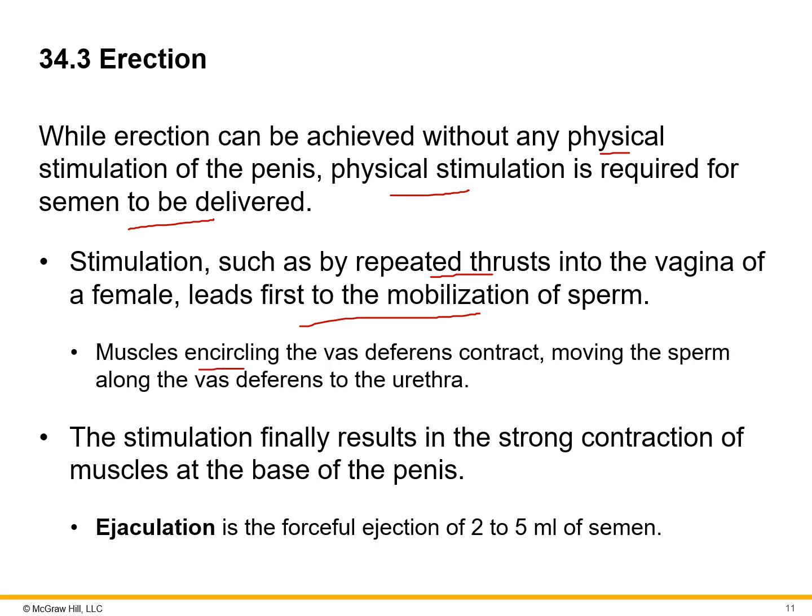The muscles encircling the vas deferens, again, that's the long tube the sperm travel down to get to the urethra, contract, moving those sperm through the vas deferens to the urethra. And then stimulation finally results in a strong contraction at the base of the penis that results in the ejaculation. That's about 2 to 5 milliliters of semen containing the sperm that's released.